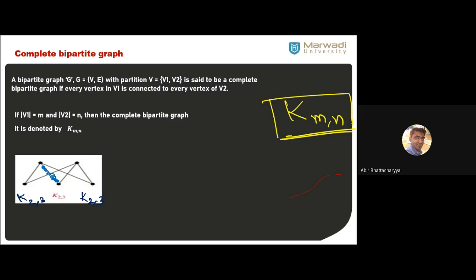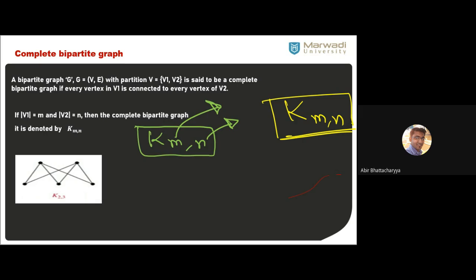All right. Now, how many vertices and how many edges are there in a complete bipartite graph? In a complete bipartite graph, K m,n is the notation of the complete bipartite graph. M stands for the number of vertices of the first partition. N stands for the number of vertices of the second partition.